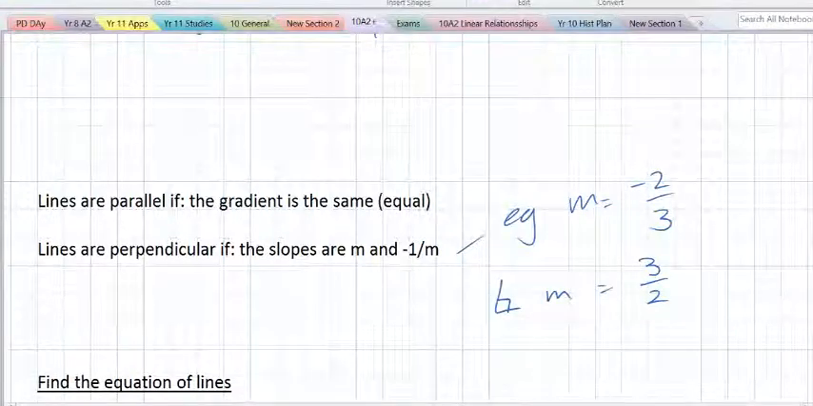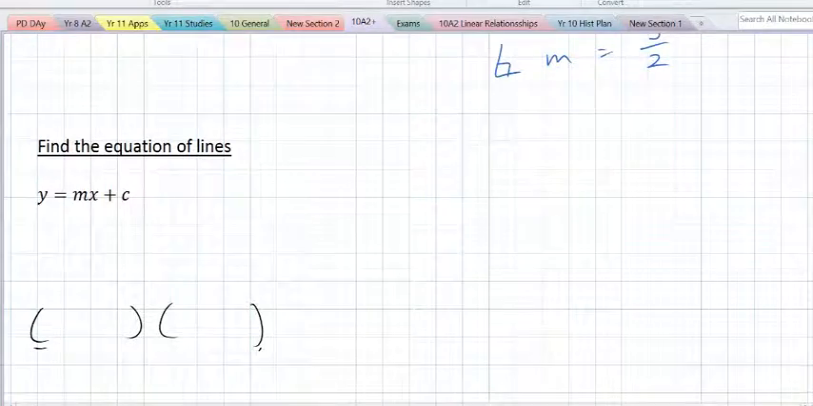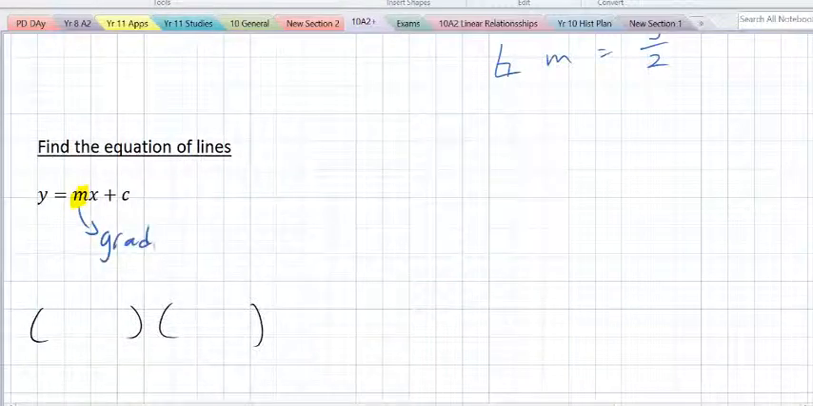Equations of lines. Alright, now this one certainly you need to know. y equals mx plus c. I hate this. Yes, everybody hates this equation. What is the m? Do you hate it? No, I quite like it. Gradient or slope? And what is the c? Y-intercept.